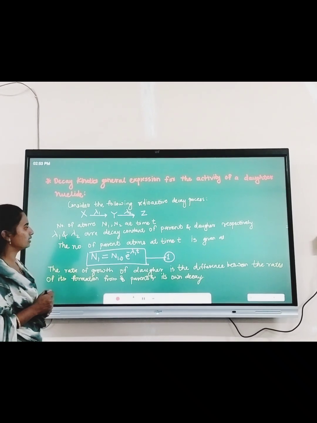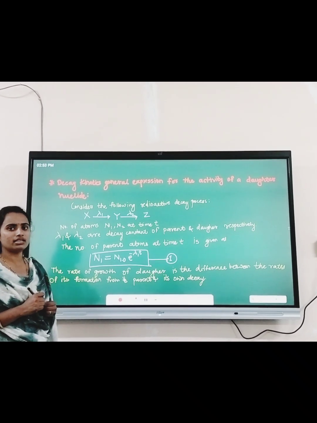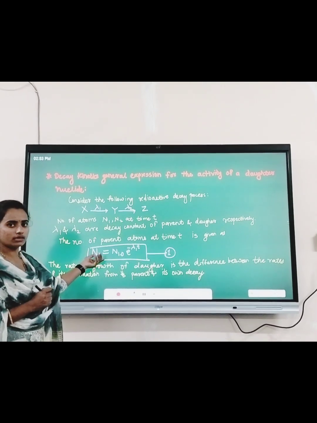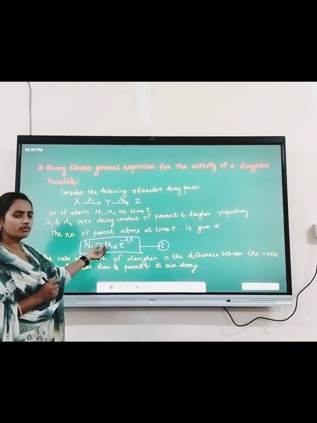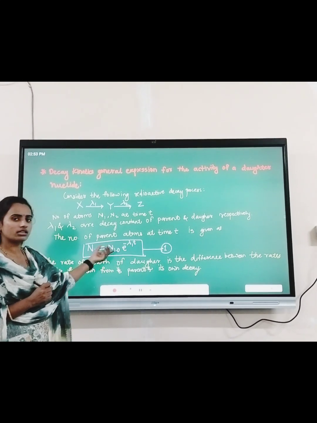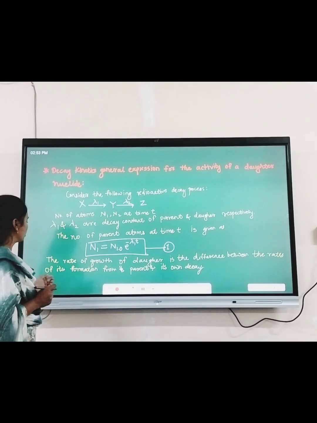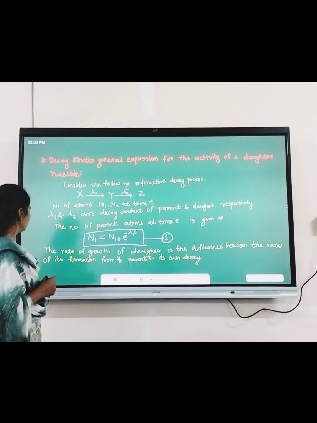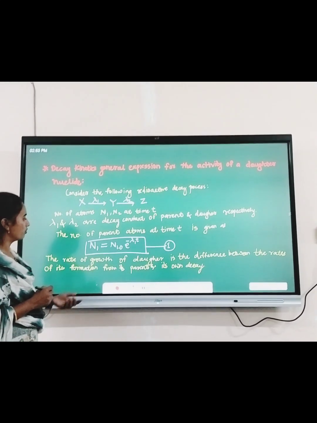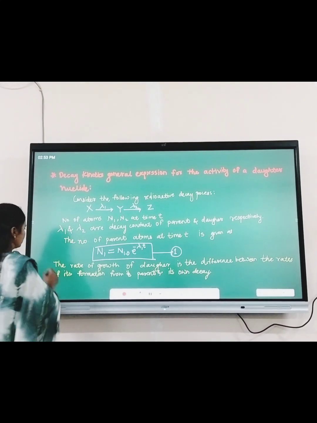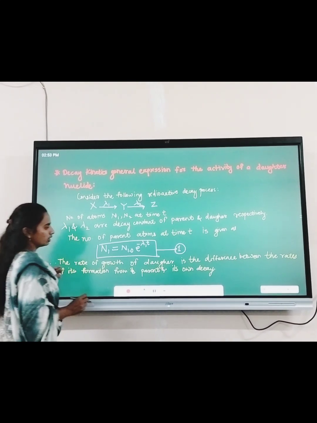The number of parent atoms at time t, here we know the equation is given as N1 is equal to capital N 1.0 into e raised to the power minus lambda 1 t. This is equation number 1. The rate of growth of the daughter is the difference between the rate of its formation from its parent and its own decay. Therefore, we give the equation.